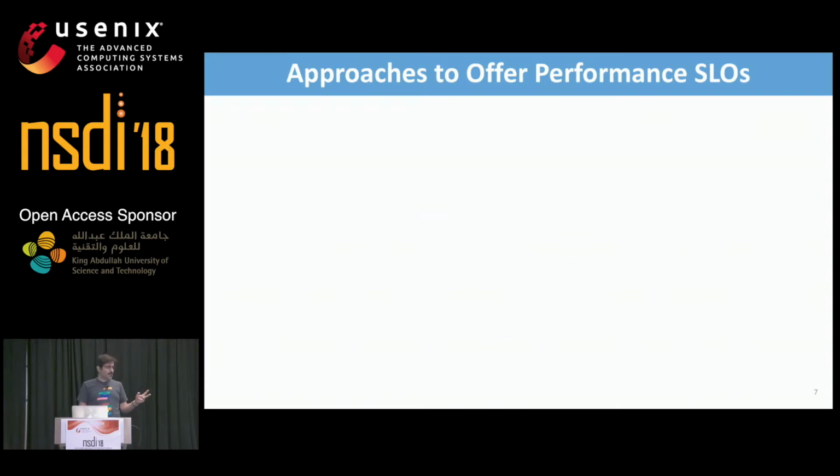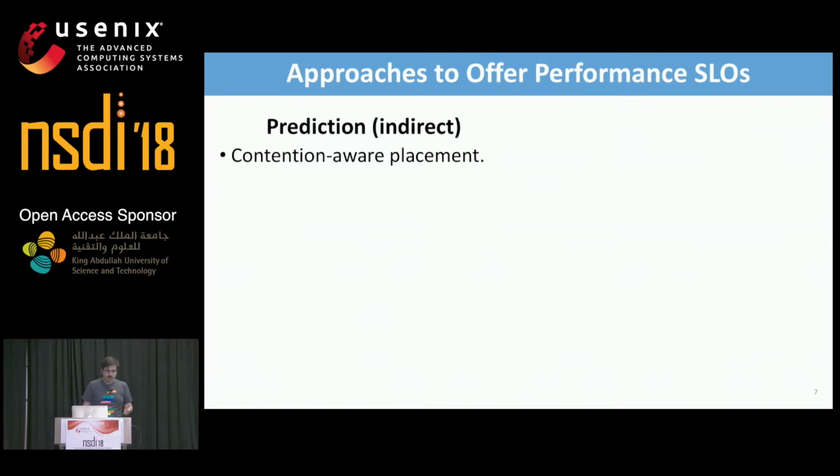There are two main approaches to offer SLOs. The first approach is what most prior work does, and that is based on prediction. That's an indirect approach: prediction along with contention-aware placement and scheduling. What it means, basically, is that you have a predictor that predicts the effects of resource contention and resource sharing by a collection of functions on the same box.